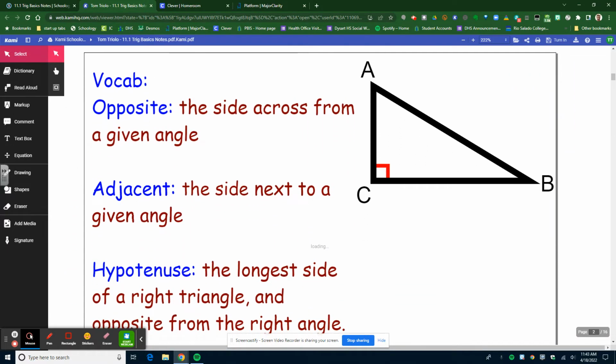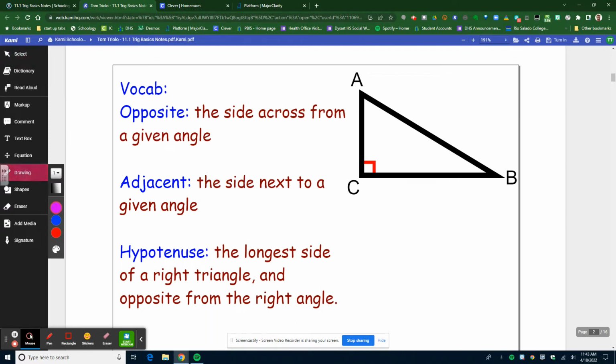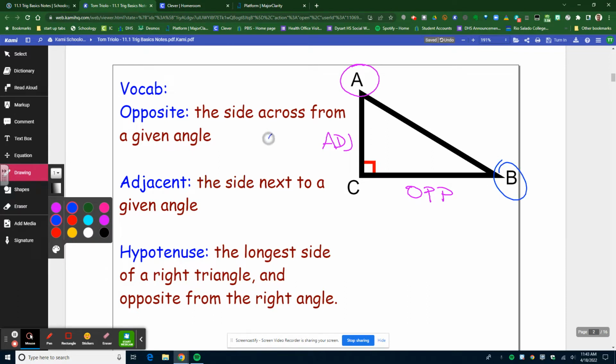So you need to be familiar with vocabulary. Vocabulary is angle dependent. This is what that means. When I'm looking at angle A, BC would be the opposite side, and AC would be the adjacent side. If I am looking at angle B, then this is my opposite side, and this is my adjacent.